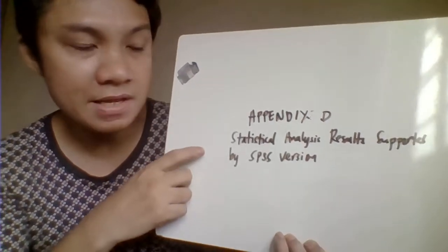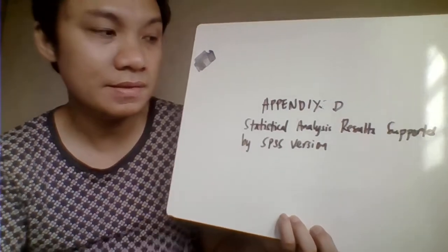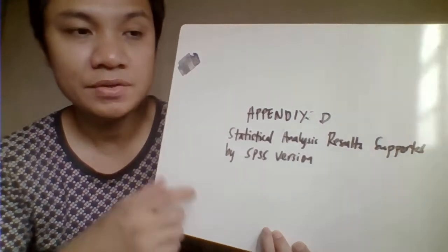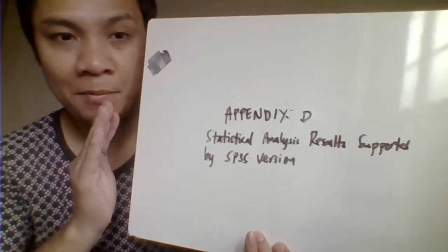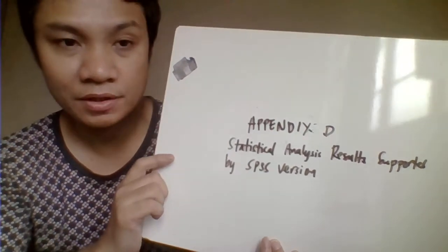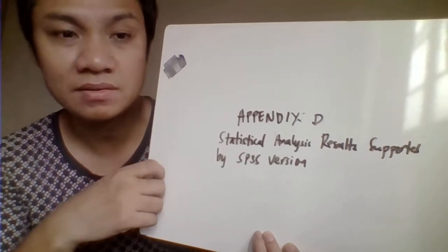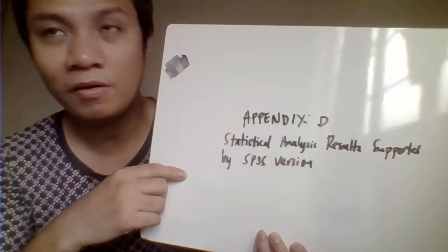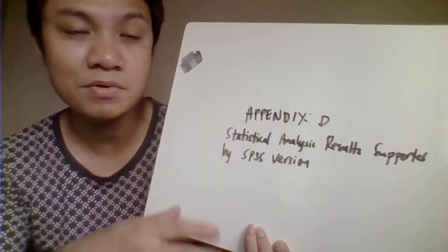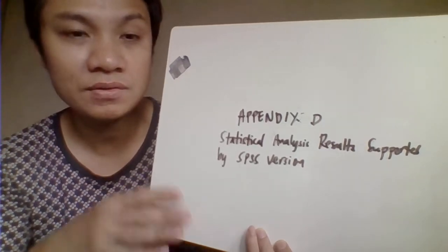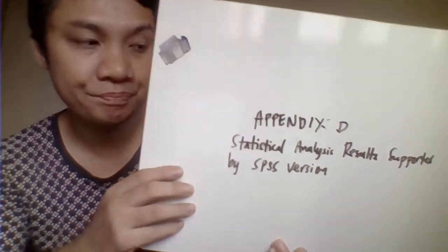Okay, the next one we have here Appendix D. This pertains to your statistical analysis result, supported by the SPSS. You just need to scan one copy of the SPSS result. You don't need to present the entire SPSS results. Anyway, it's only a few pages. So you scan all the pictures so that it will have a page number. So you put that one, and it becomes your Appendix D.